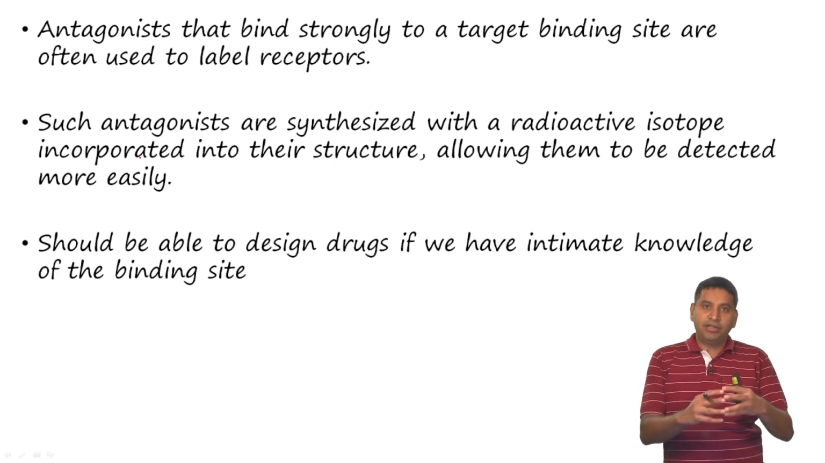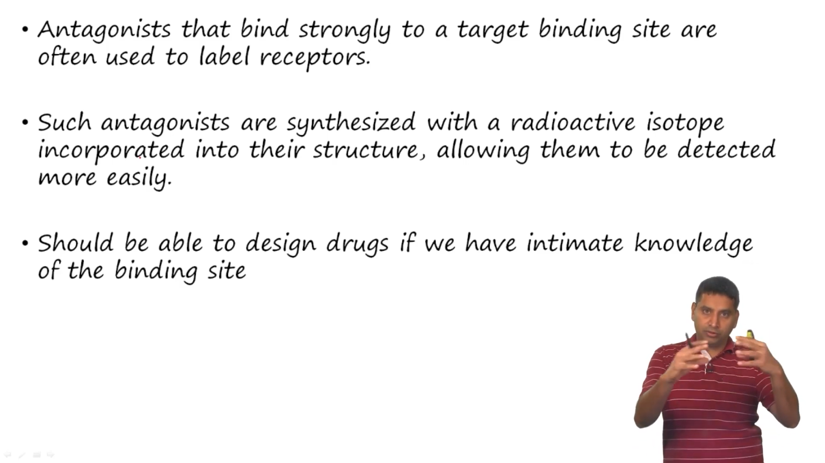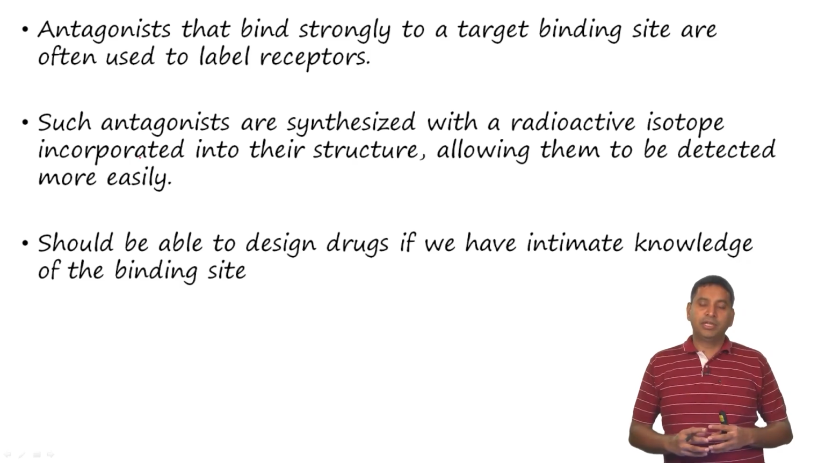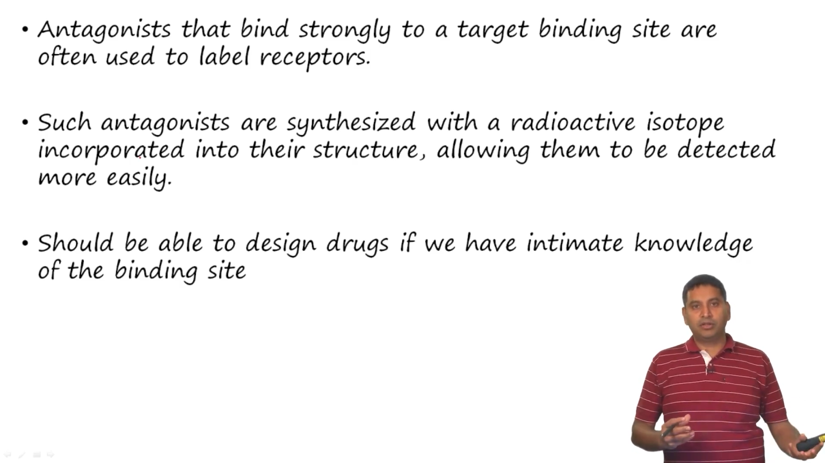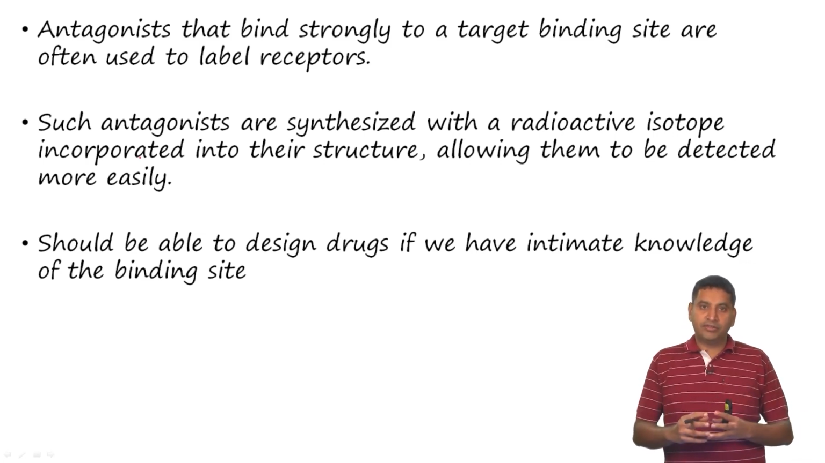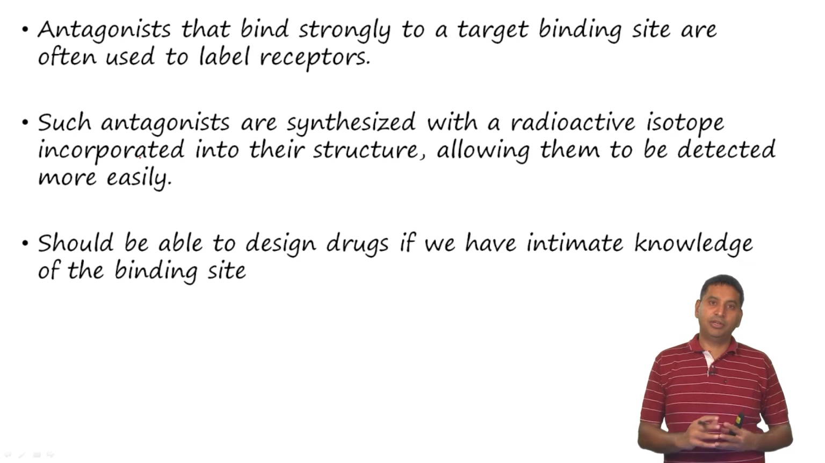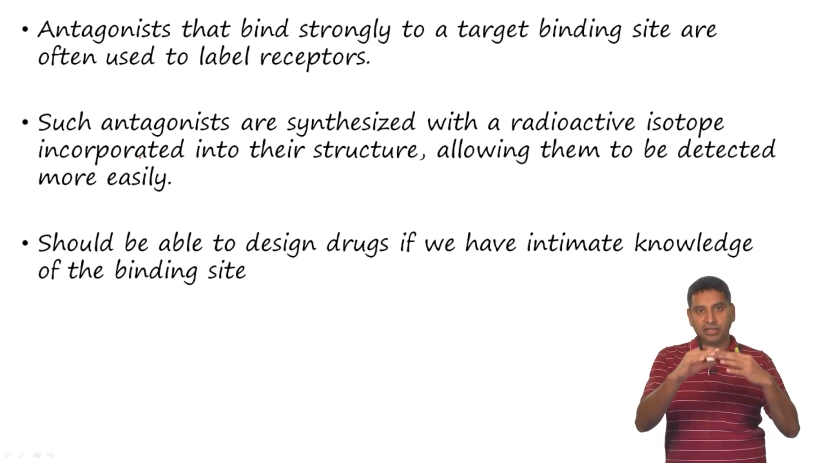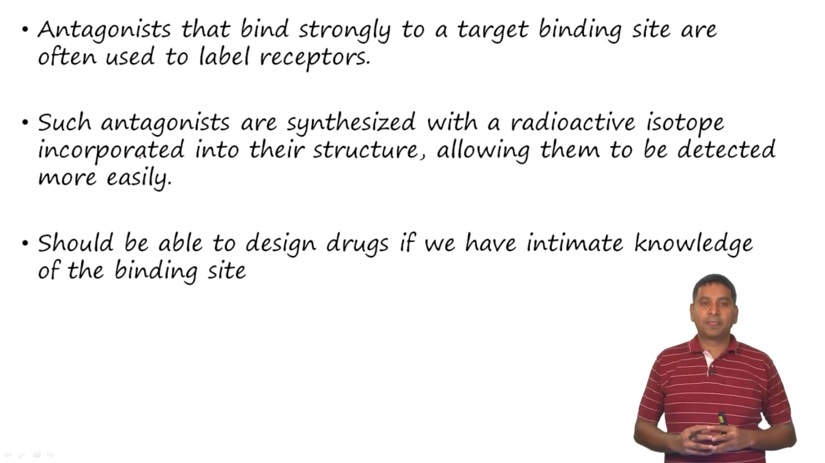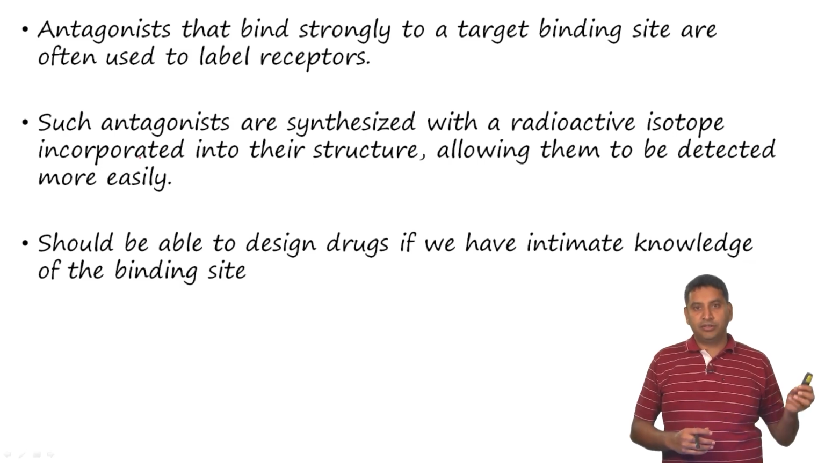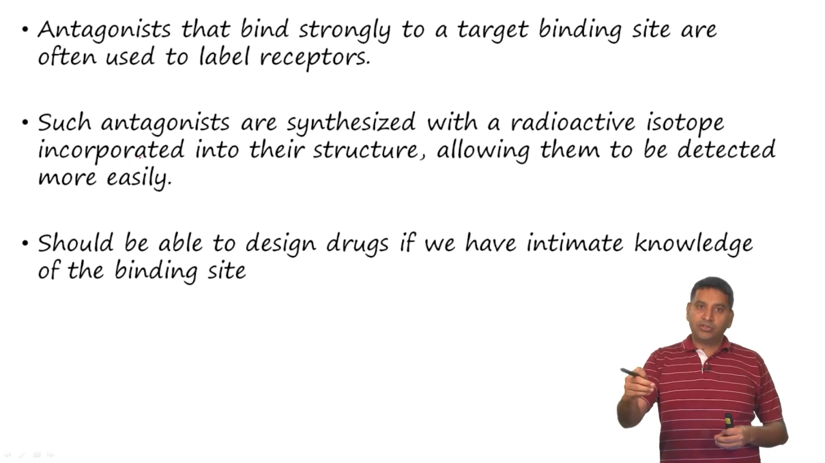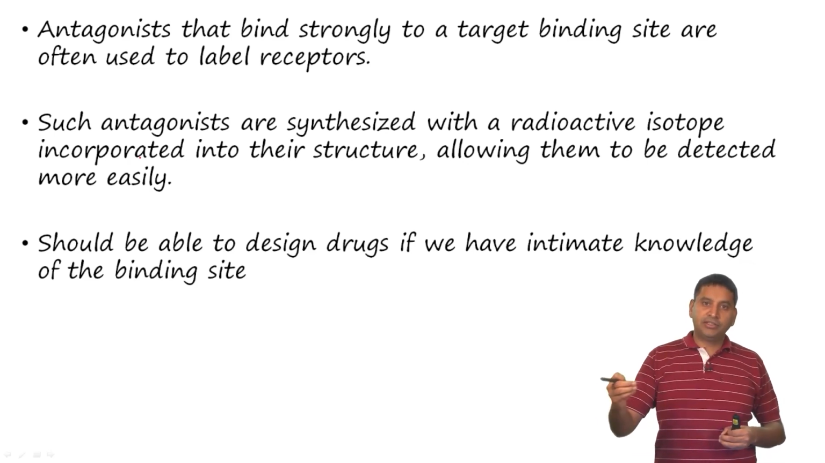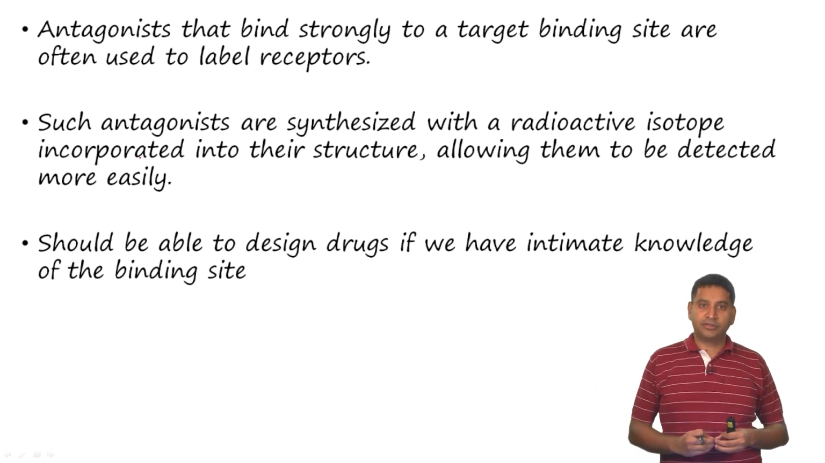Okay. So, the way we understand the topology and the structure inside a receptor is we have to crystallize this molecule in the presence of either the natural ligand or an antagonist. Once we are able to crystallize it, then we know what kind of interactions happen inside, and we may be able to understand the landscape in the binding site. Such antagonists are typically synthesized with a radioactive isotope incorporated into the structure. What this allows us to do is to detect the presence of this antagonist.